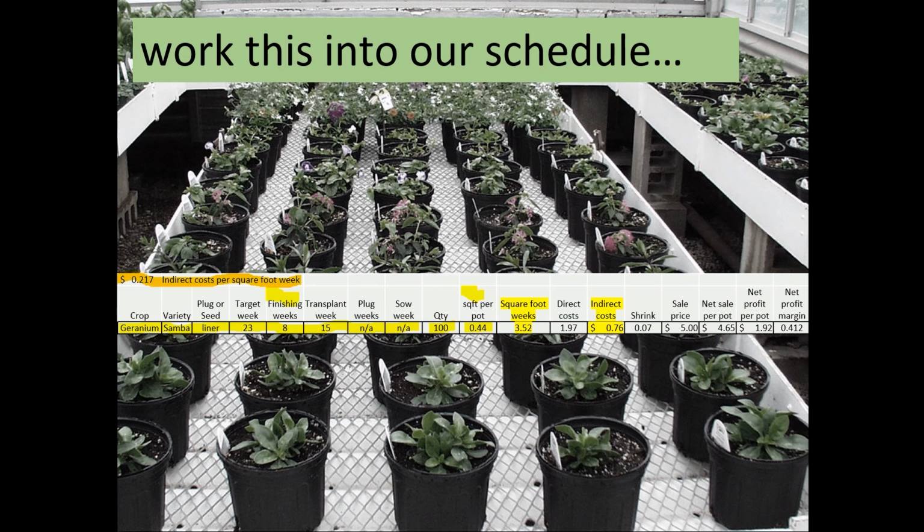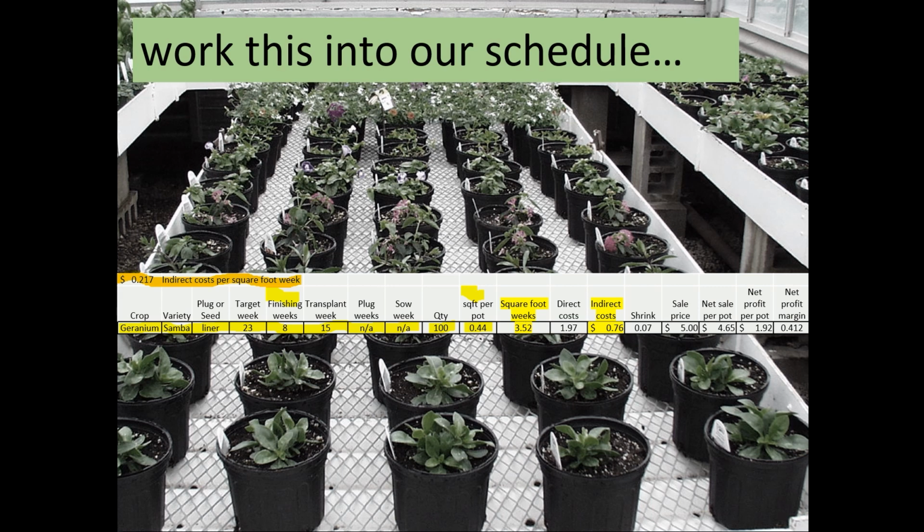Shrink, I'm going to guess, is at 7%. Sale price, I just plug this in. What do I think makes sense? Right? $5 we'll start with. And then my net sale per pot, this is accounting for the shrink. Now that doesn't mean that this particular pot is only going to sell for $4.65, but it means that if I grow 100 of these, I'm only going to sell 93 of them. And so 93 of them being sold at $5 a piece works out to be $4.65 per pot of the ones I produced. Right?